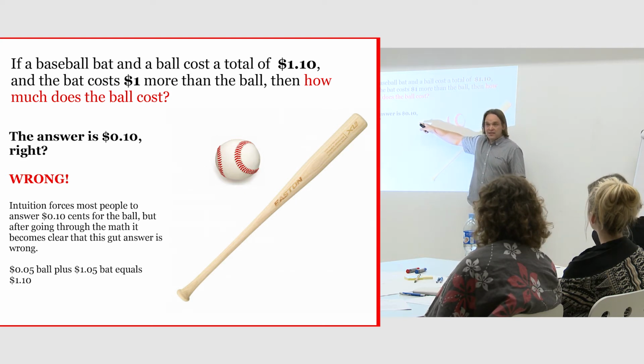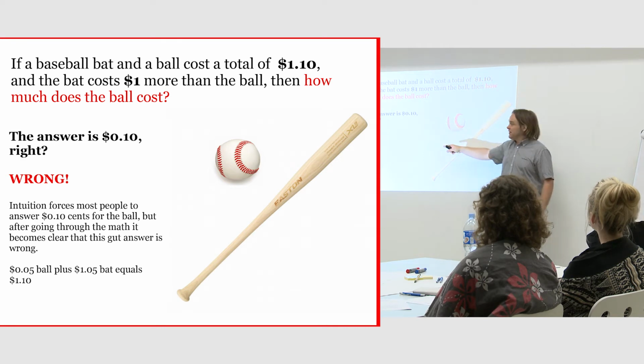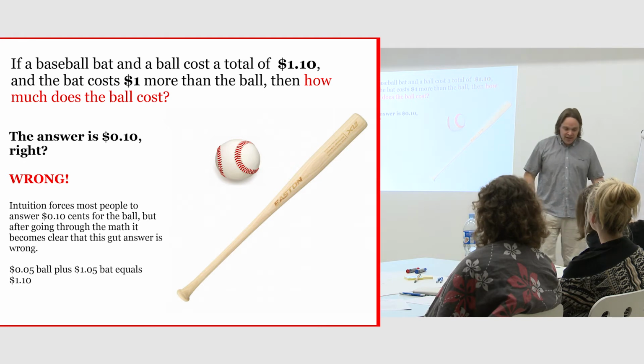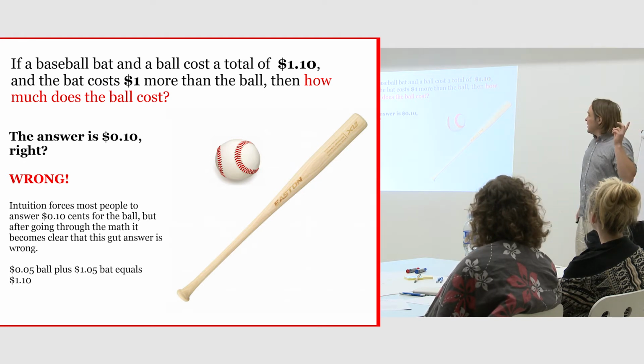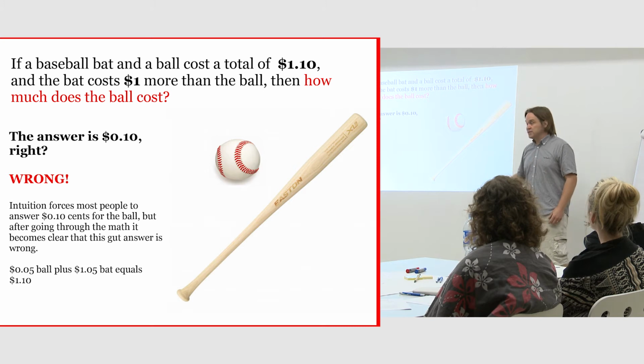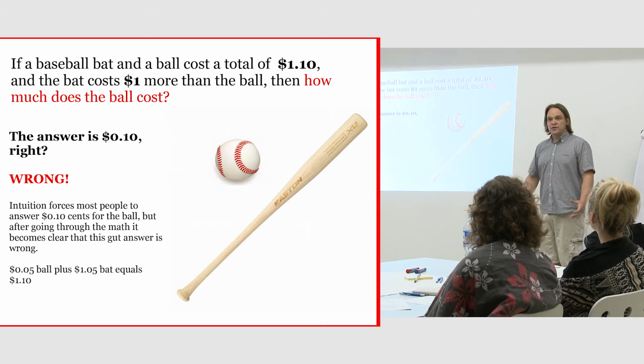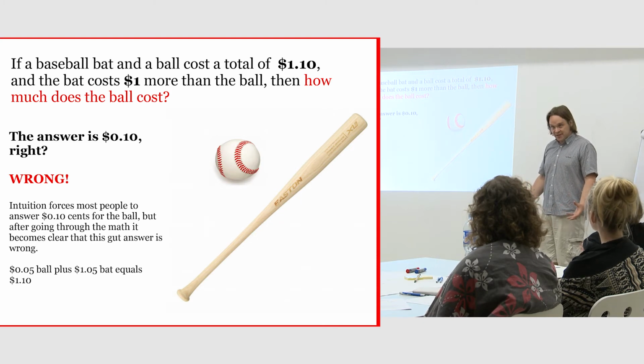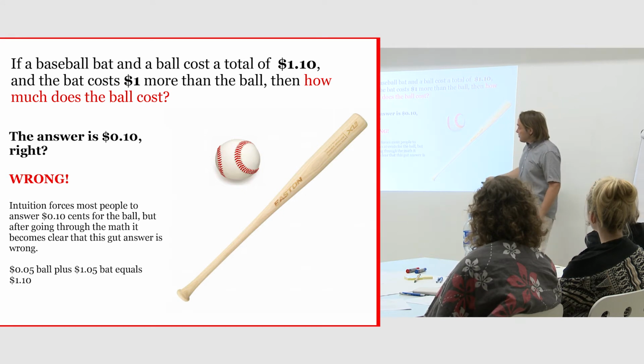Very often people say 10 cents. We can do the math later on here. But Kahneman used this exercise with students at Harvard Business School, and approximately 66% of the students said, Professor, it's the easiest exercise you ever gave us. The answer is 10 cents, which is the wrong answer. The right answer is 5 cents.